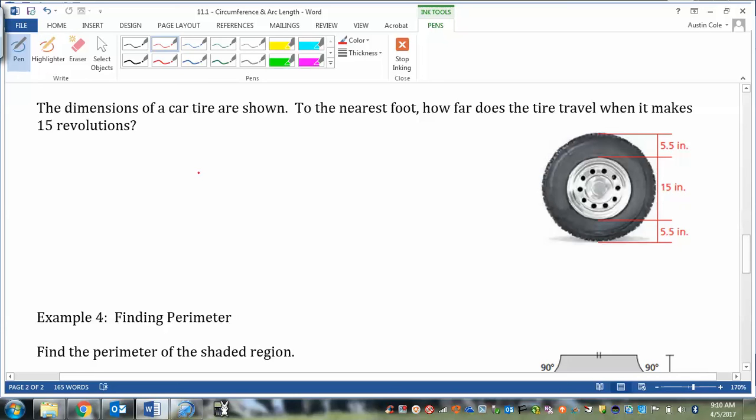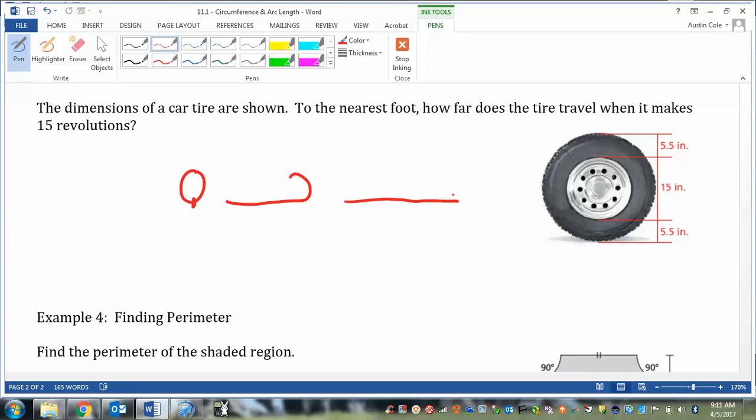So if I draw a little circle here, let's just say that's the point that I grab and don't let go. And then I start to unroll it. It's going to look like that. And it's going to look like that. All three of those are the same, right? Okay? So it's the same idea with the tire. So a tire travels its circumference, the distance around the tire, in one revolution. That's how far it's going to go for every time that tire turns one time. So to the nearest foot, how far does the tire travel when it makes 15 revolutions?